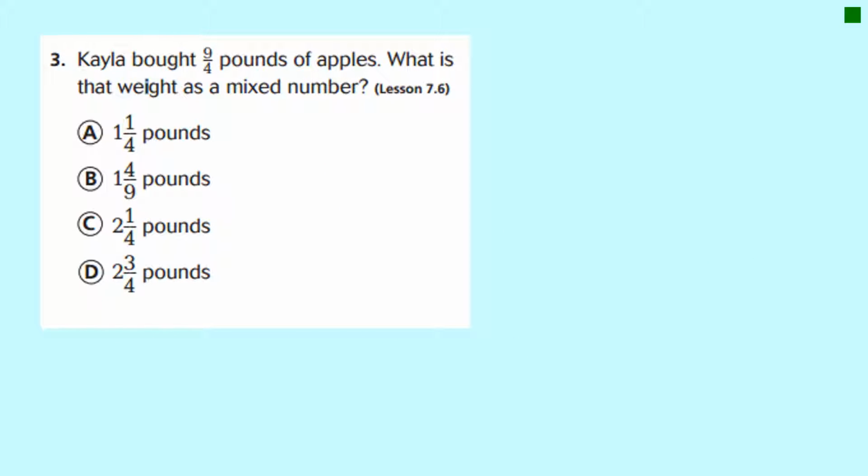Now this is from the review. It's chapter 7, lesson 6. Kayla bought 9/4 pounds of apples. What is that weight as a mixed number? Okay, so 9/4 pounds of apples, 9/4 as a mixed number. Now, if you don't remember what a mixed number is, look down at these choices. All of those are mixed numbers, which is a whole number and a fraction. All right, so 9/4. Do you guys remember how to do this?